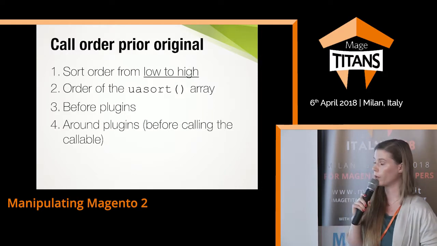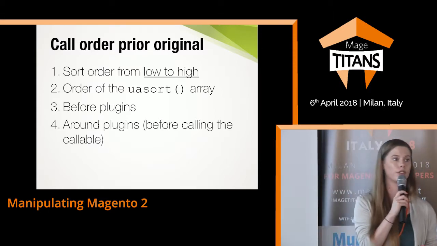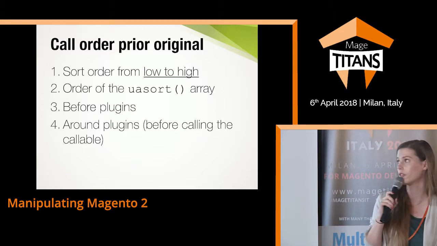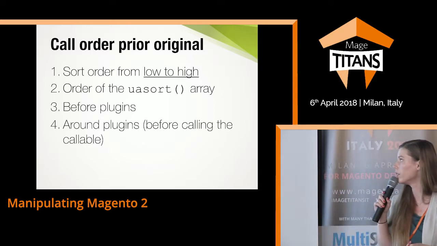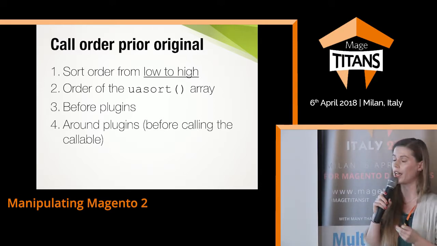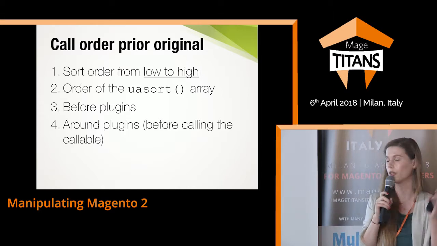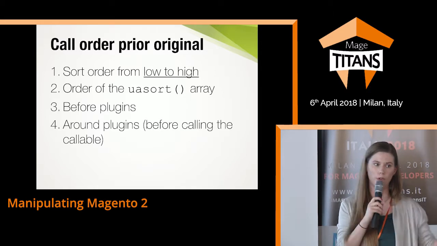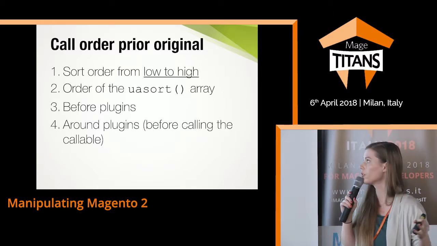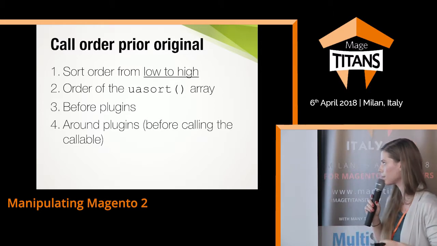Now let's talk about the order. The fun thing about plugins is that multiple plugins can be active for the same public function, unlike preferences. So in which order will they be called? I did some testing for this. First of all, you can add a sort order to your plugin. So you can say sort order 1, sort order 10, whatever. And all the plugins that will be called before the original public function will be called from low to high. So sort order 0 will be called before sort order 1.